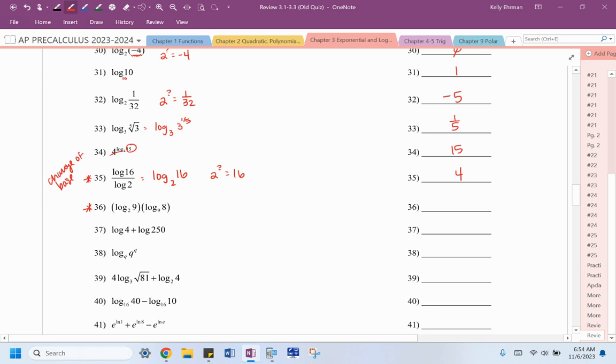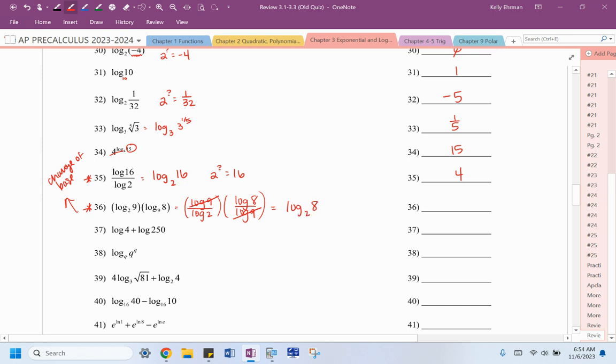Also, anytime we had this on a worksheet, anytime you see two logs being multiplied together and you can't simplify the logs, like 2 to what power is 9, 9 to what power is 8, that's also change of base formula. So remember how we did this. Log of 9 over log of 2 times log of 8 over log of 9. Log 9's cancel, and that's log base 2 of 8.